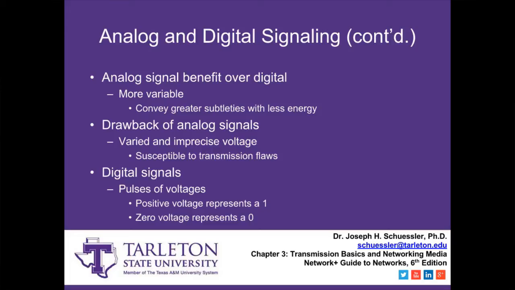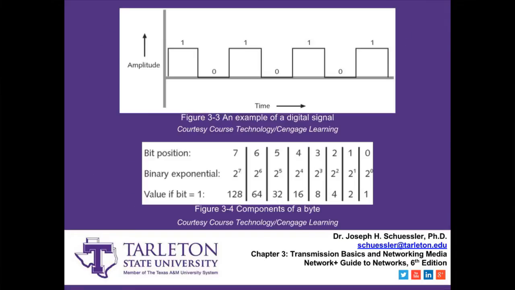But a drawback of analog signals is that varied and imprecise voltage makes it susceptible to transmission flaws. Sometimes those differences are so small, it's very hard to tell the difference. Digital signals are different in that rather than having a wave to represent differences in the information being carried, we pretty much have an on or off situation. Positive voltage represents a 1, zero voltage represents a 0. So if there's some voltage on the line, we're representing 1s. If there's no voltage, we're representing 0s. So it's much easier to determine what the data actually is.